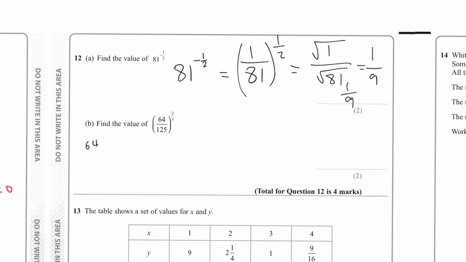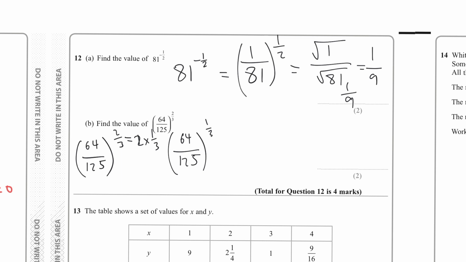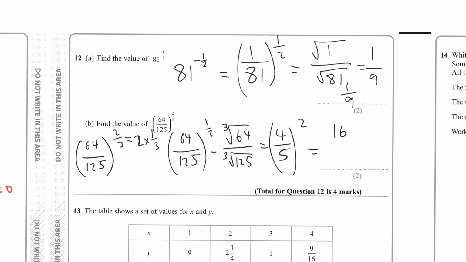Then for the next one, it was 64 over 125 to the power of 2 over 3. So 2 over 3 is the same as saying 2 times a third. So what we can do is work out to the power of a third first and then square it. So if we've got 64 over 125 to the power of a third, if we know that the power of a half was square root, the power of a third is the same as cube root. So we're going to work out the cube root of 64, aka a number that multiplied by itself 3 times makes 64, and same with the cube root of 125. And that would give us answers of 4 over 5. Then we're going to square those. So that would leave us with 16 over 25. And again, that is your final answer.